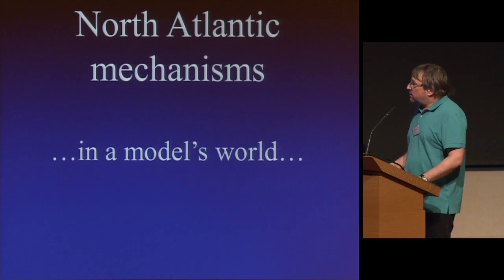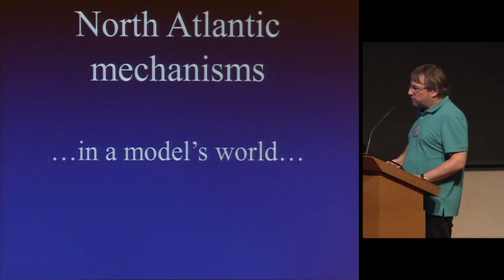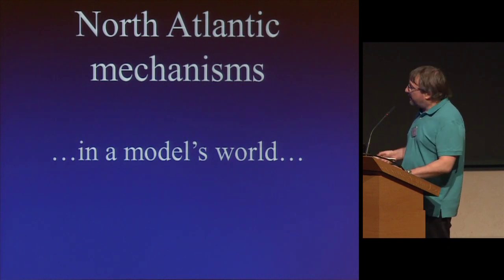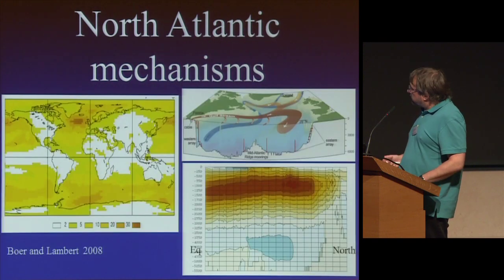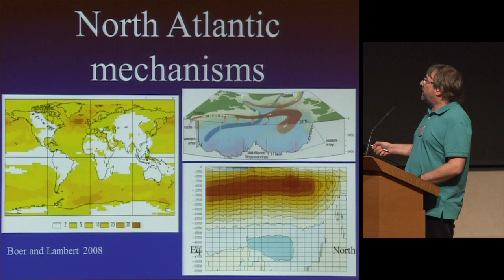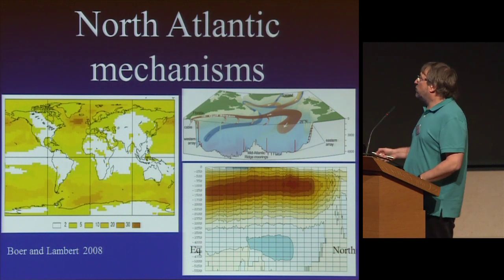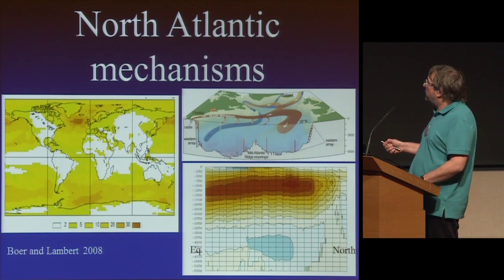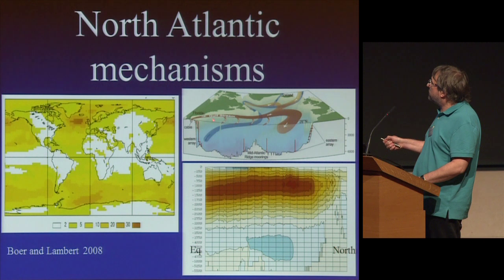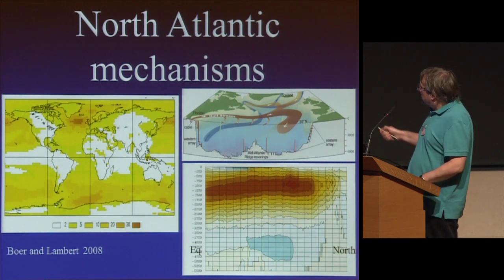So let's focus now on the North Atlantic, again in a model's world. We won't talk about observation there again. The North Atlantic is a place with this pattern of high decadal predictability, and it is a place of this meridional overturning circulation, where the Gulf Stream transports heat and salt to the north.